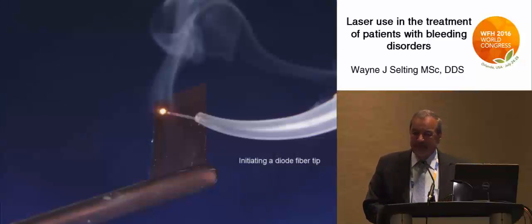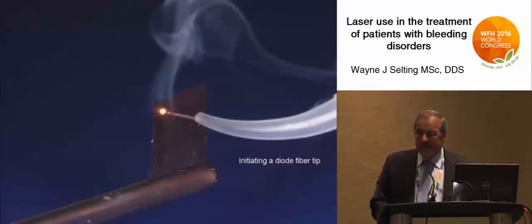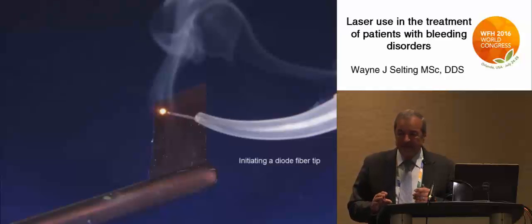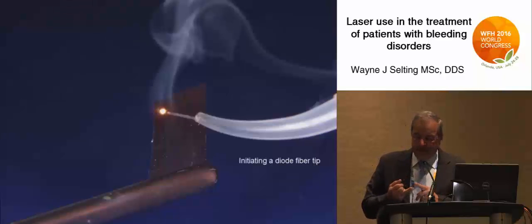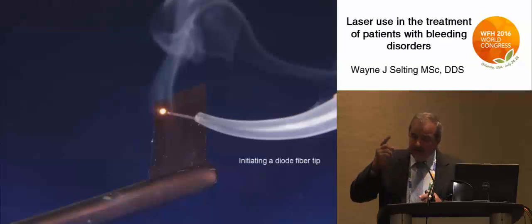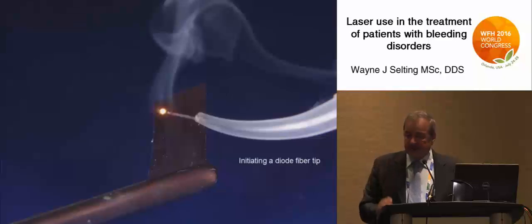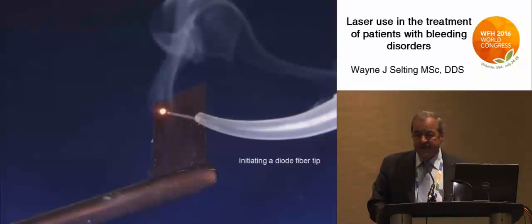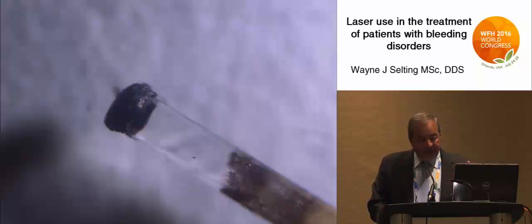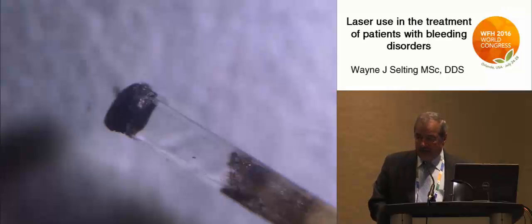Let's talk about the first thing, which is surgical intervention, what I just showed you. When you use a diode, remember, it is not absorbed in water, and it's absorbed some in hemoglobin and proteins. But if you want to do a surgical procedure, if you want to remove a fibroma, you need to have energy that's being absorbed in the superficial tissue for surgery. You do that by a technique called initiation, where you put some pigment on the end of the diode fiber.